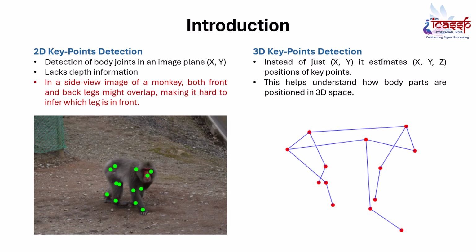3D pose estimation extends this by adding a third dimension, that is, the depth z coordinate. This allows us to reconstruct the full spatial structure of a subject's movement, providing a more realistic and detailed representation.